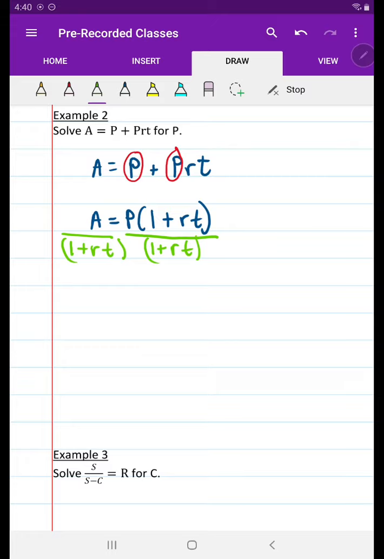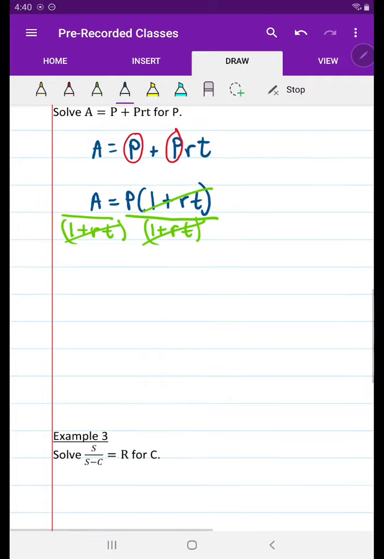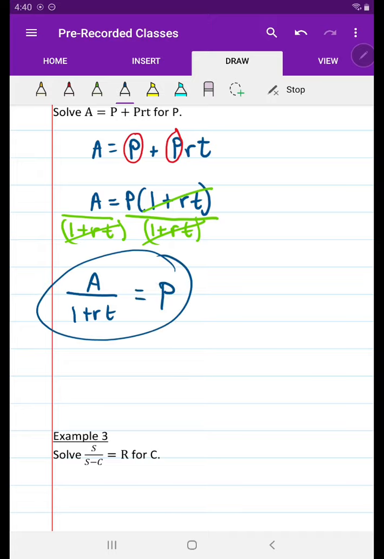And so then what happens is that cancels, and now I'm left with A over 1 plus RT equals P. And I wanted to get P by itself, and I've got it, so I'm all done.